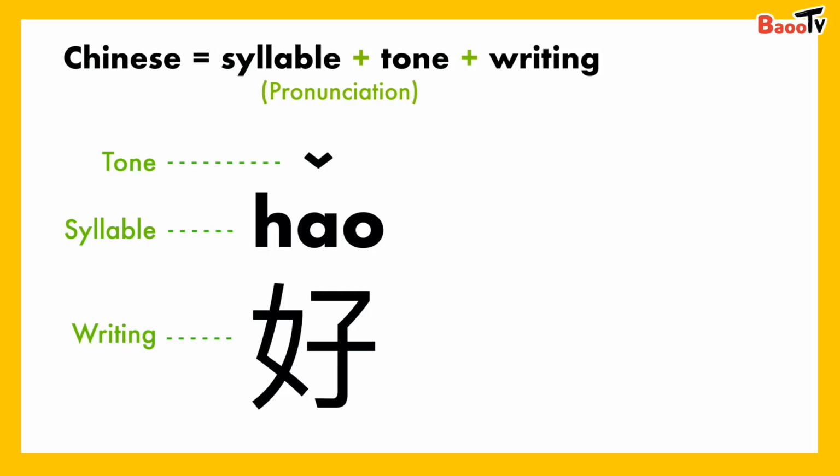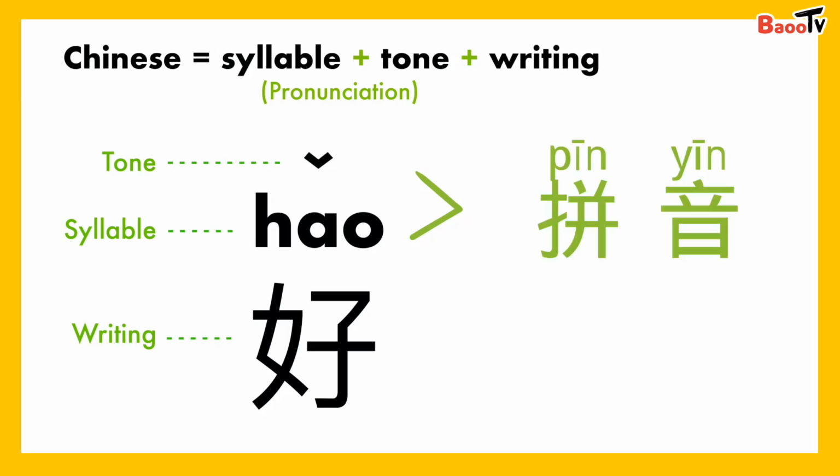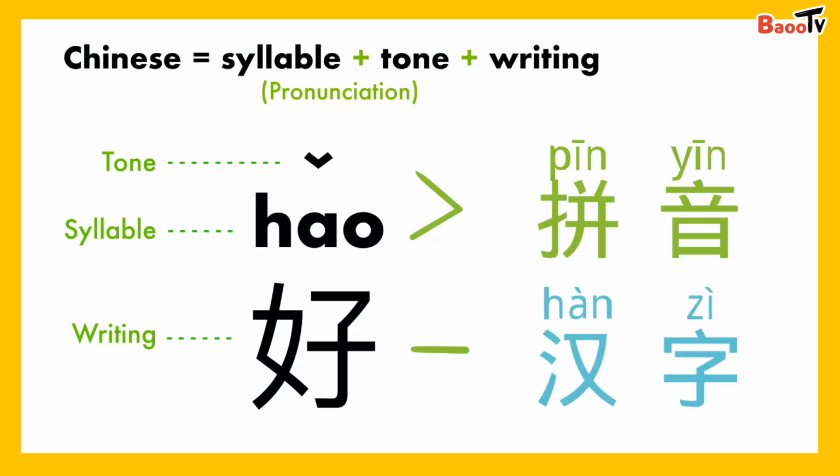So, this is how a Chinese syllable works. Syllables plus tone together make the pronunciation. In Chinese, we call it 拼音, which means the pronunciation part. And the writing part, we call it 汉字, which means Chinese writing.